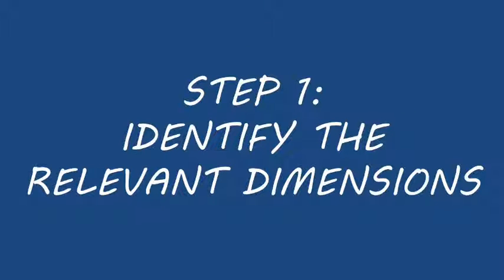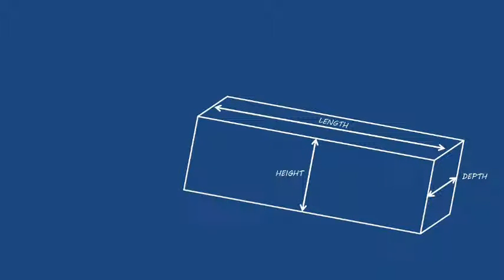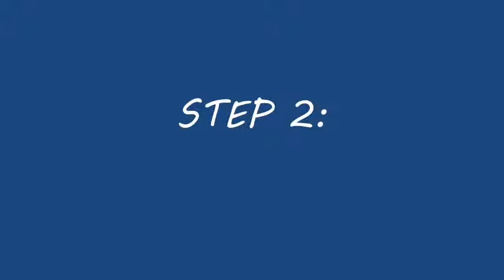Now, let's review the steps in the process to finding volume. Step 1 is to identify the relevant dimensions of the object for which you are trying to find the volume. For a cube, those relevant dimensions are height, depth, and length. For cylinders, the relevant dimensions are the radius of the end of the cylinder and the height. Once you've been able to determine these dimensions, you can then move on to step 2.